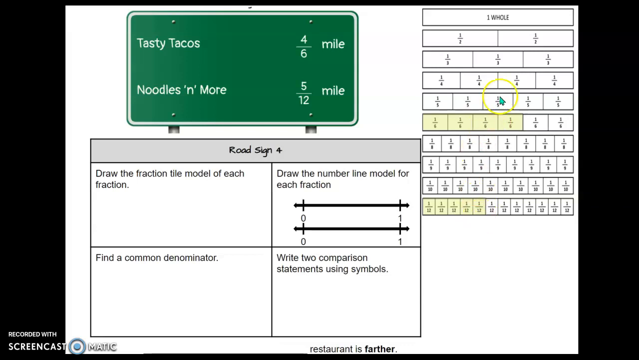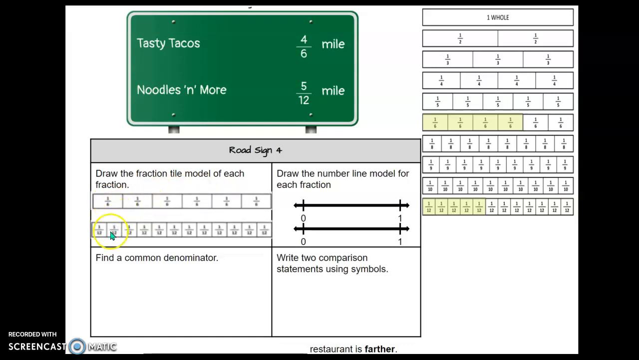Now I'm going to use the same exact thing like I did with my yellow paper, and I'm going to actually draw my picture. So I'm going to come to where it says draw the fraction tile model of each fraction. The first one I have are my sixths, and then I also have my 12ths. I need 4/6, so I'm going to color in 1/6, 2/6, 3/6, 4/6, and I need 5/12, so I'm going to color in 1/12, 2/12, 3/12, 4/12, 5/12. And like we've been talking about, we are going to label our fractions. I'm going to label this one as 4/6, and this one as 5/12.